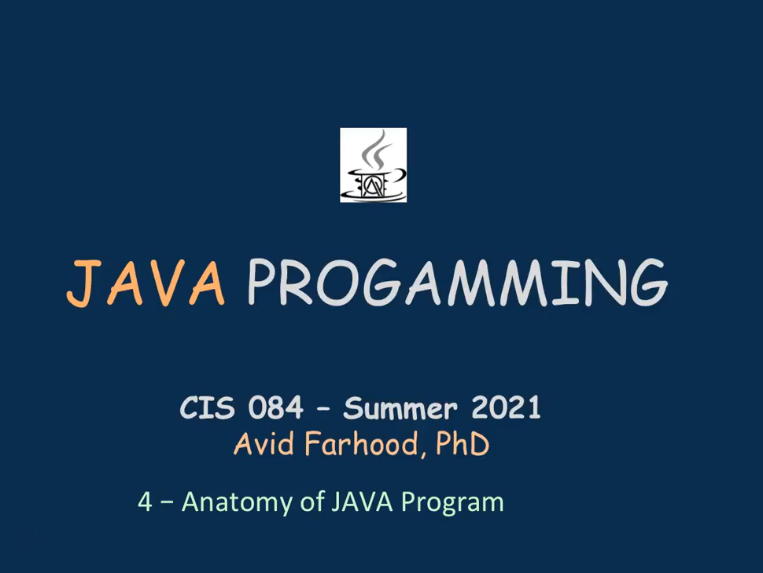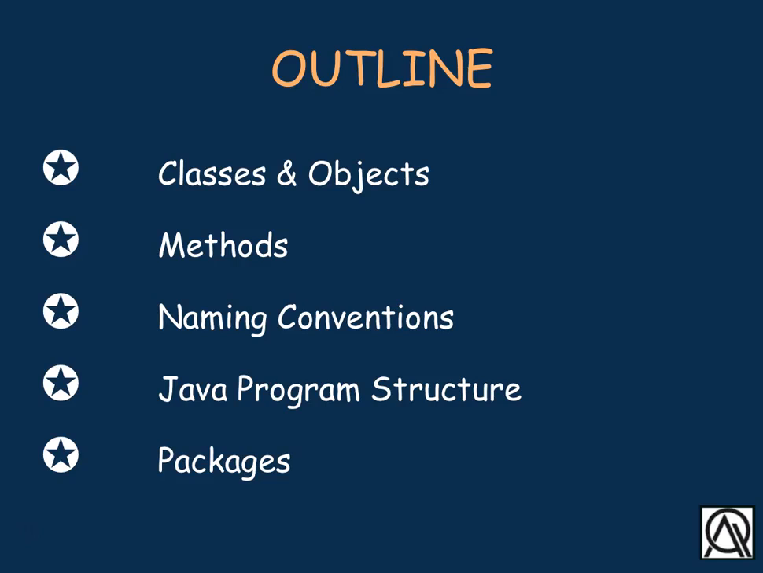Welcome back. In this lecture, we will talk about the Java program anatomy. So we will see how a simple Java program will look like. Here is our outline. We will talk about classes and objects briefly. Then we will talk about methods, naming conventions, Java program structure, and packages.